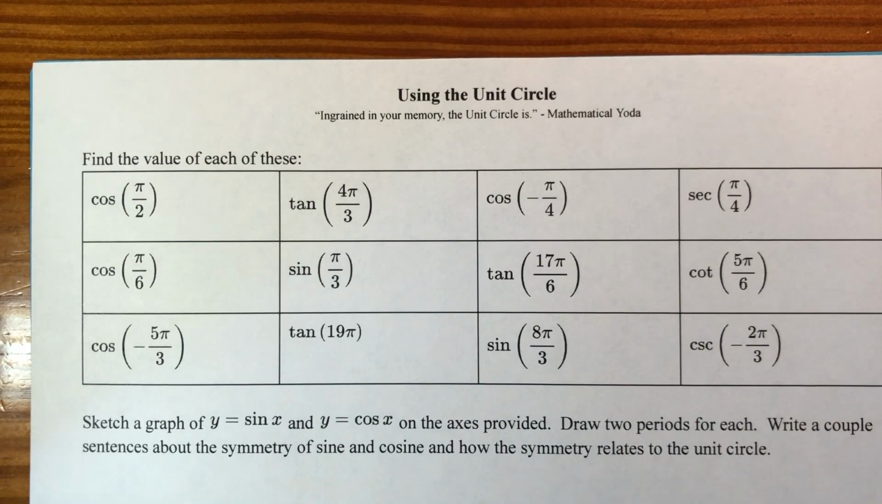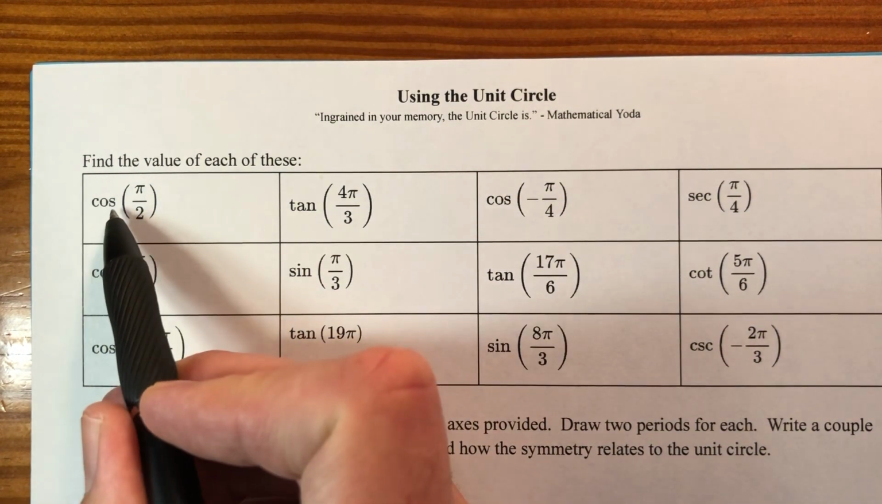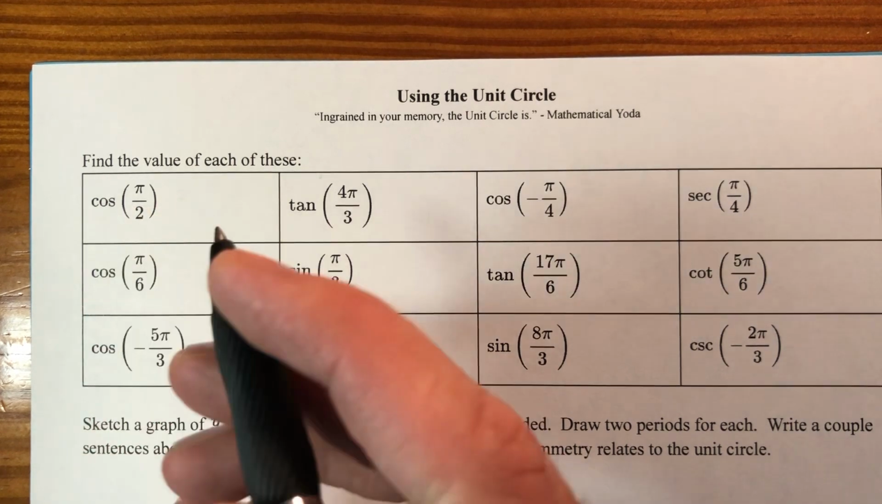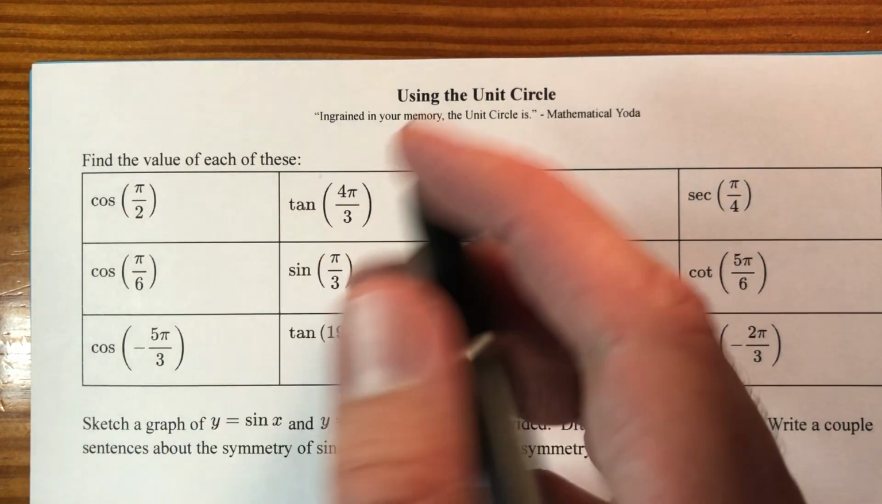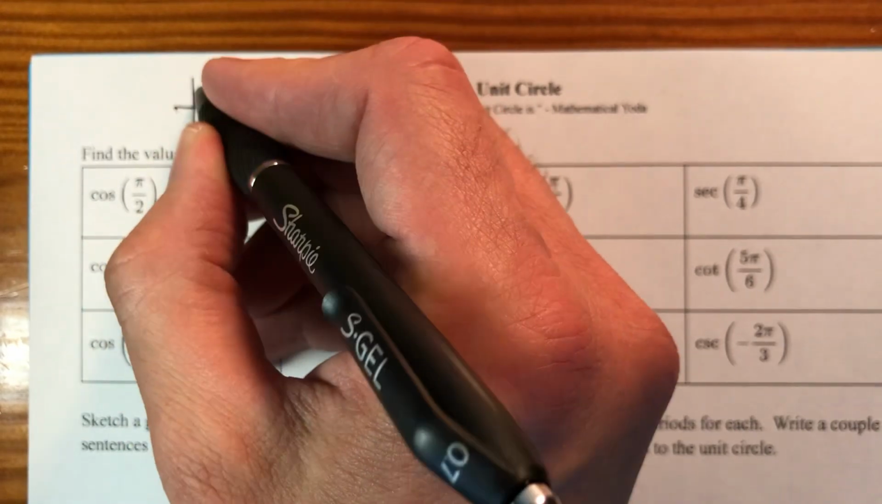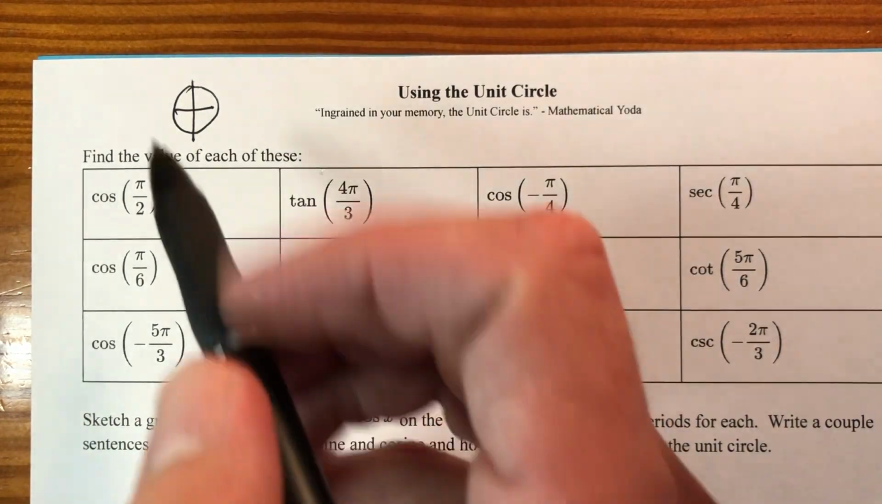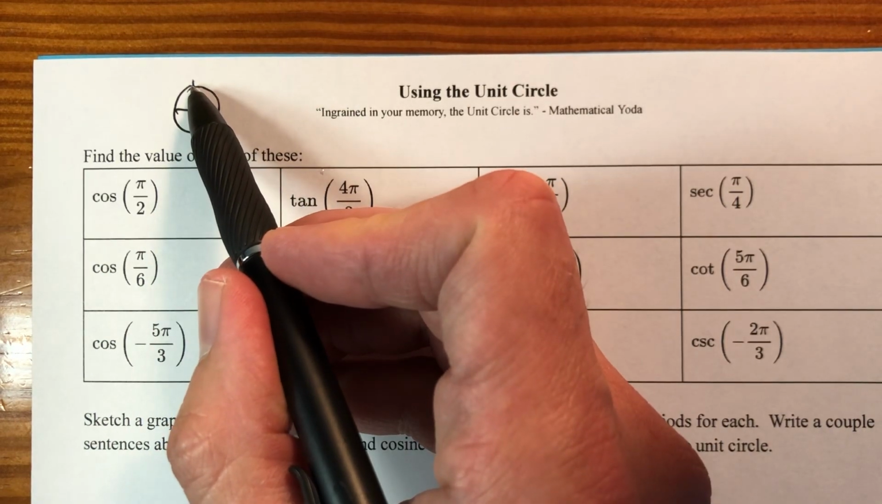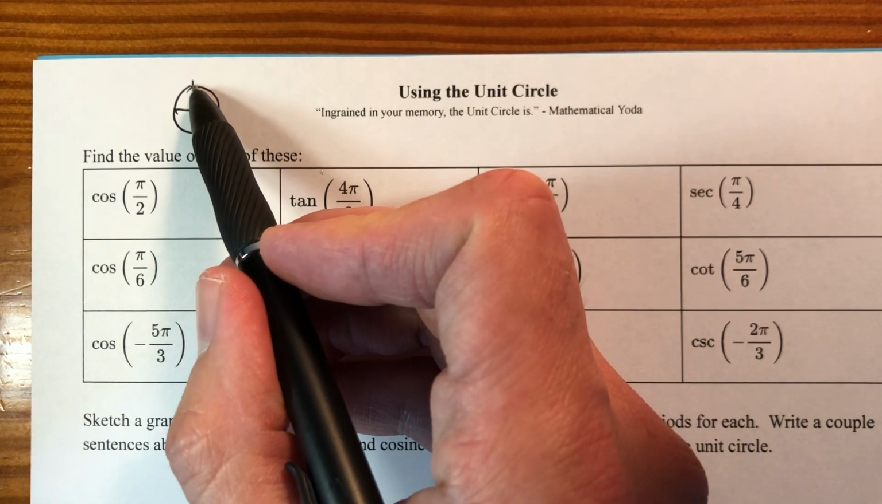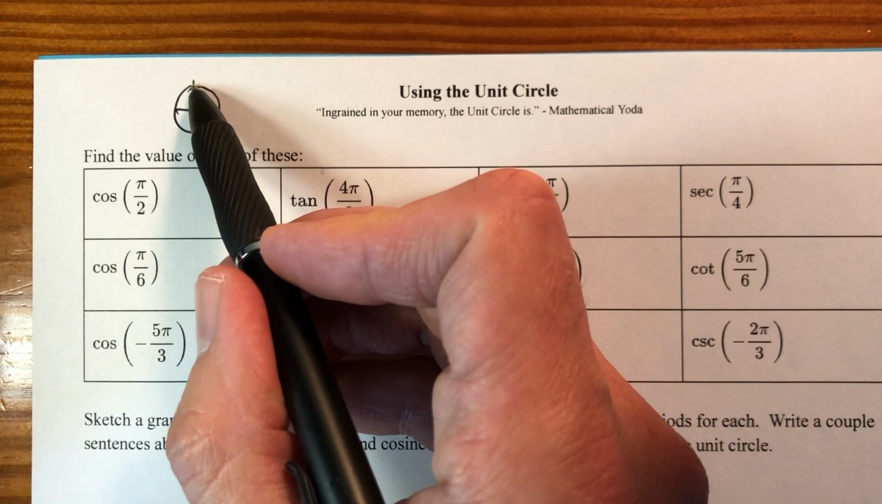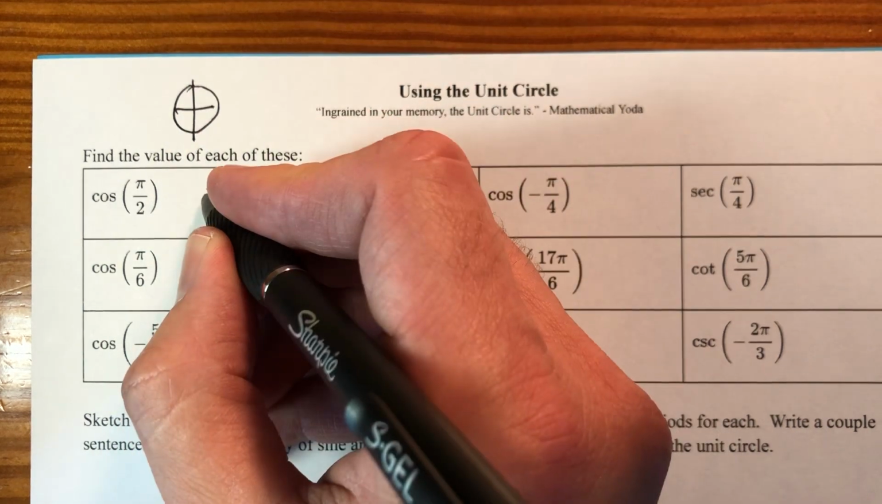Here we go. I want to find the cosine of pi over 2. Cosine is the x value. Pi over 2 is up here. Here we go, I'm drawing it. I'm going to be pointing at this a lot. Got the target. Cosine of pi over 2. Pi over 2 is up here. The x value is 0.